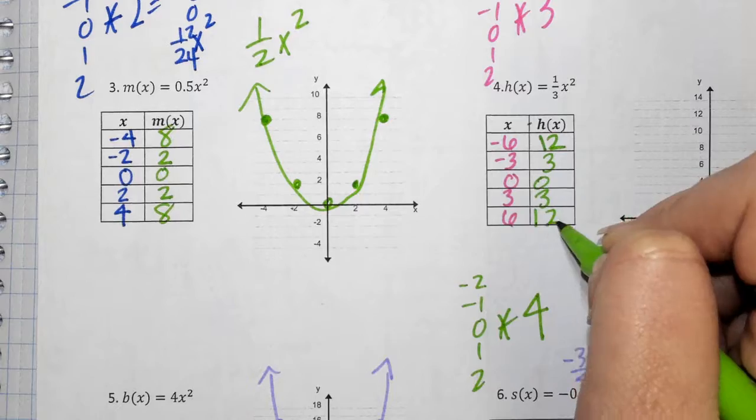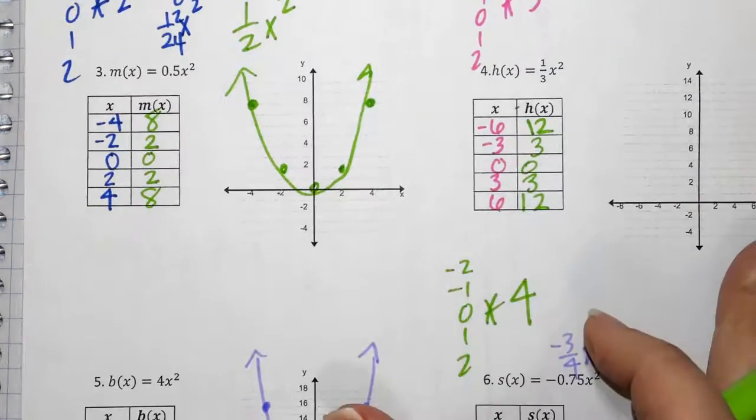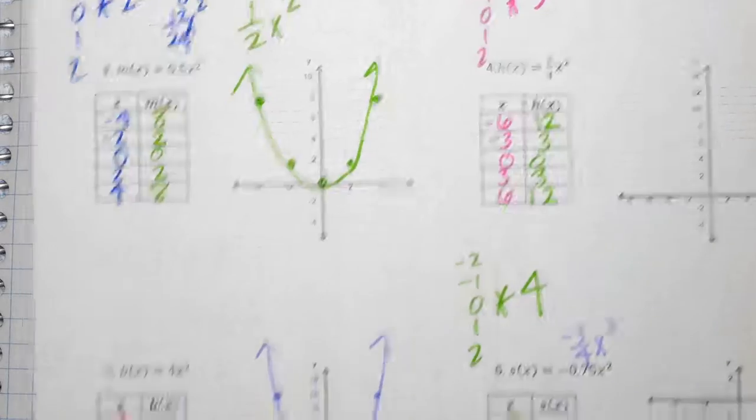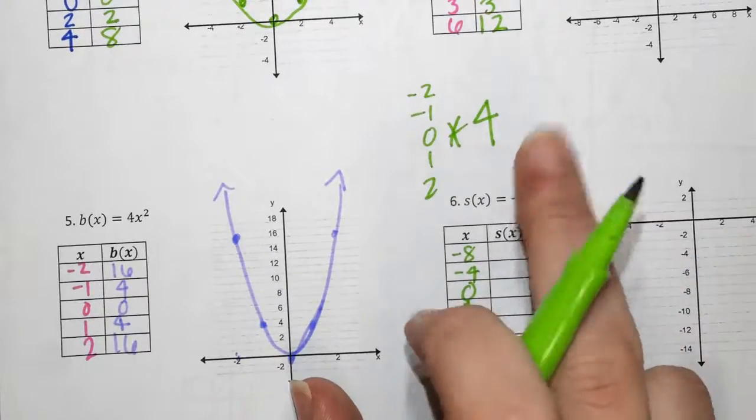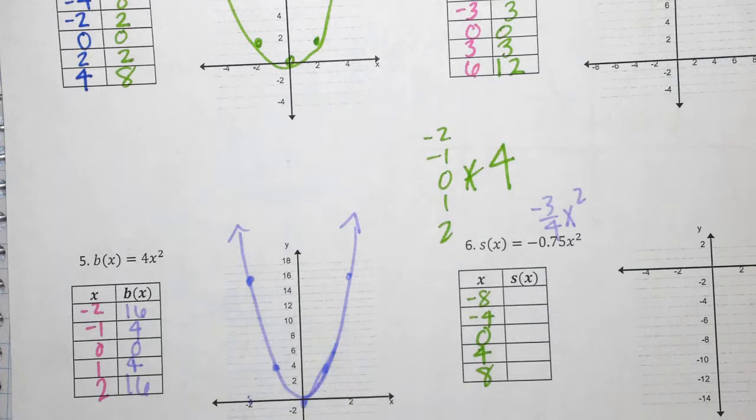Okay, now on number 6, divide by 4, then multiply by negative 3 at the end. You've got to finish for homework because it's time to go to lunch.